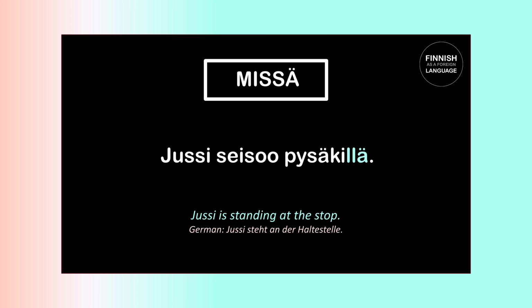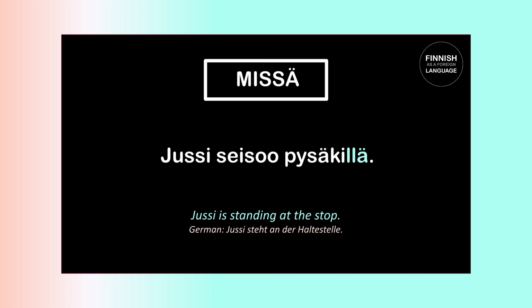Jussi seisoo pysäkillä means Jussi is standing at the stop. And such a stop is also a place outside, so that's why we also have to use here again the adessive case. Jussi is a Finnish male name. Seisoo here is the third person singular present tense of the verb seisoa, which means to stand, and pysäkillä means at the stop. It's the adessive case of pysäkki, which means a stop. Here we have the consonant gradation, the double K changes to one K. So let's repeat. Jussi seisoo pysäkillä. Jussi is standing at the stop.